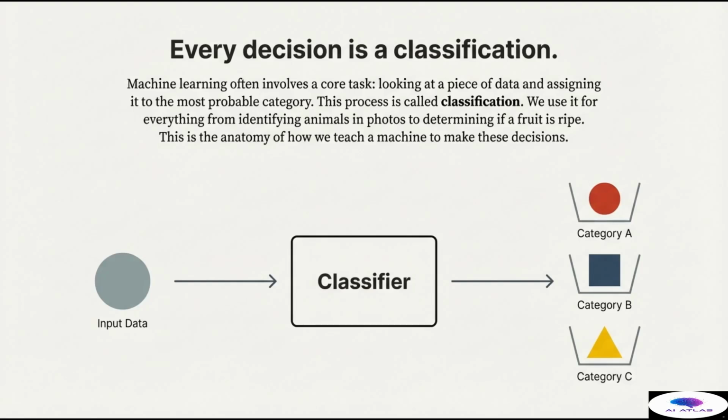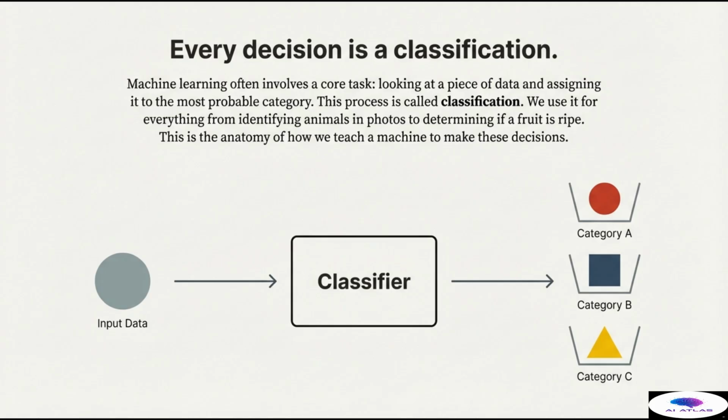Welcome to our exploration of machine learning, where we uncover a fundamental truth. Every decision, at its core, is a classification problem. Classification is the process that drives much of what we do in artificial intelligence. It involves taking an input, examining its features, and assigning it to the most probable predefined category.